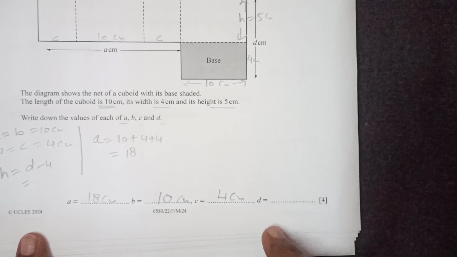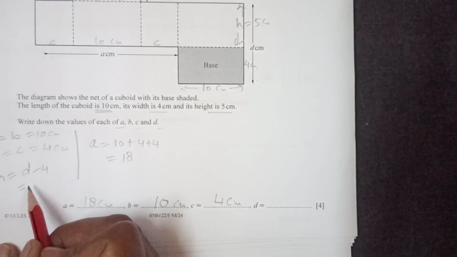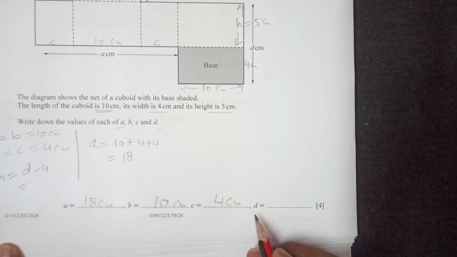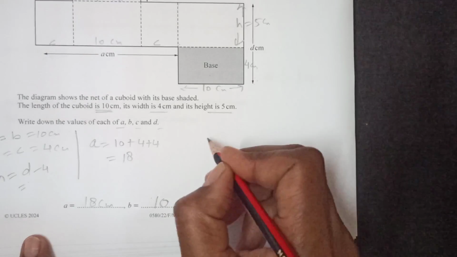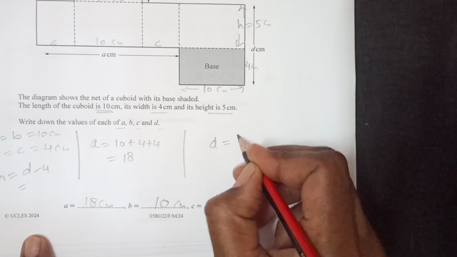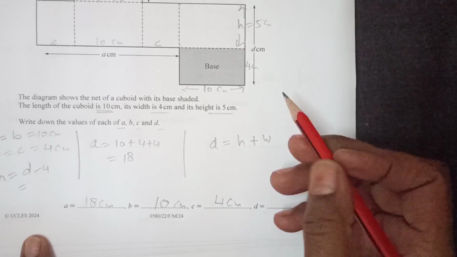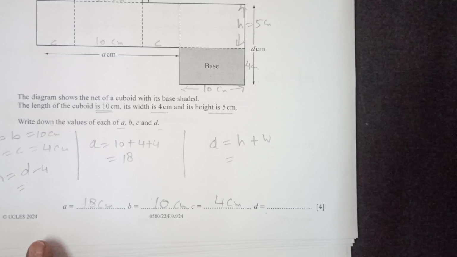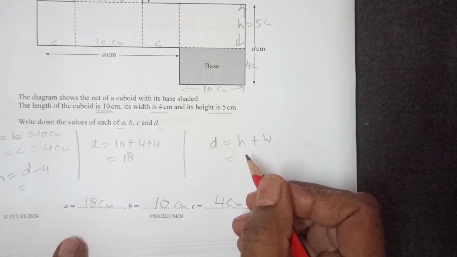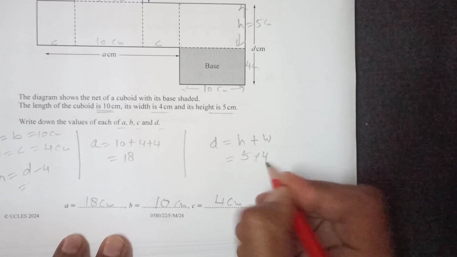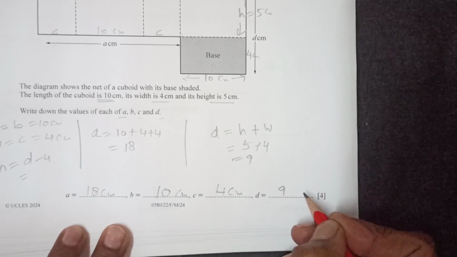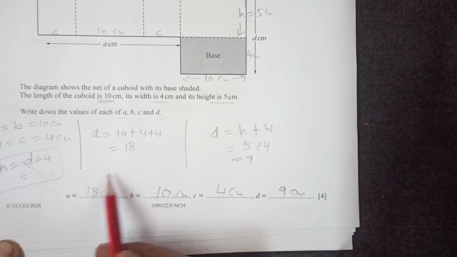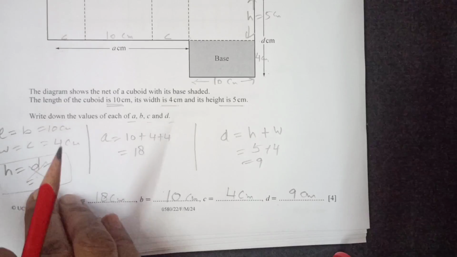Now we are left with D. D is here, which we have written here. H is D minus 4. So we are actually looking for D here. So D is H plus W, that is 5 plus 4, which is 9. So D is 9 centimeters, right? So we have calculated D from here, so we don't need this one. It's done directly from this side, right?